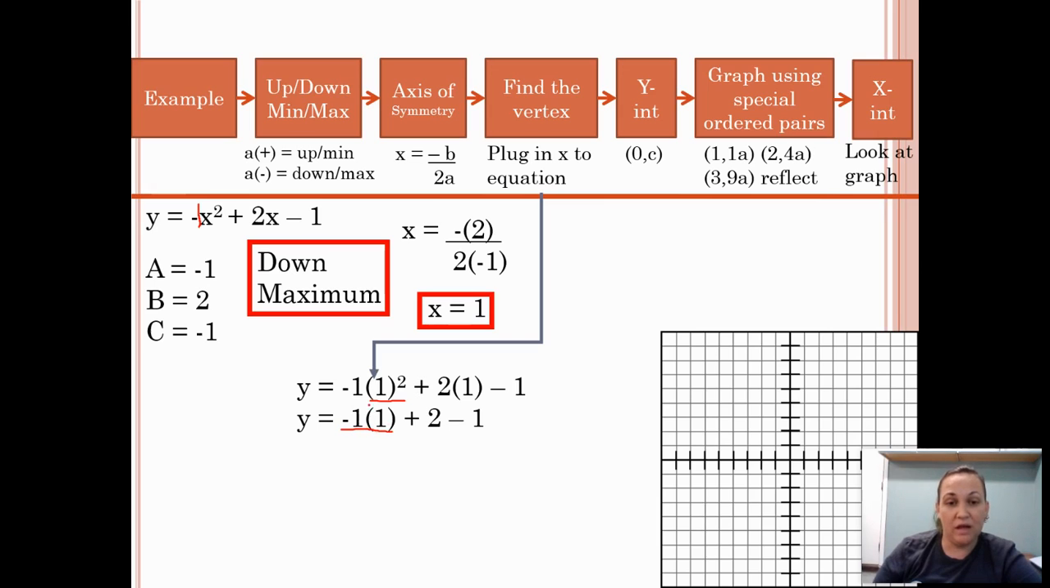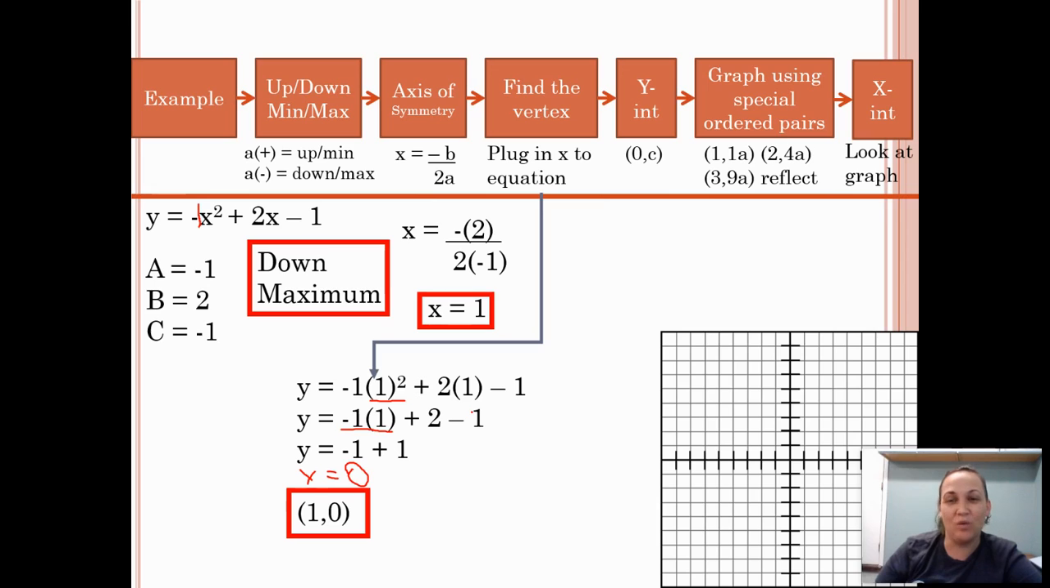So this is going to be negative 1 plus 2 minus 1, and that turns into 0. My y-coordinate, which I didn't write down on the PowerPoint but I'll write right here, is 0, and my x-coordinate from my axis of symmetry is 1. So my vertex for this problem is (1, 0).